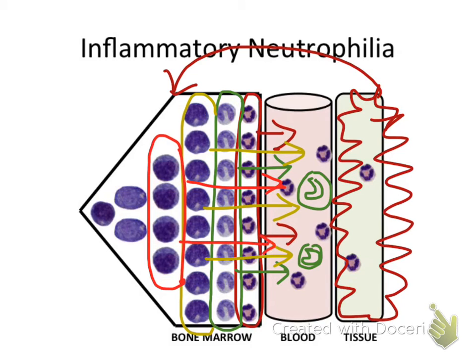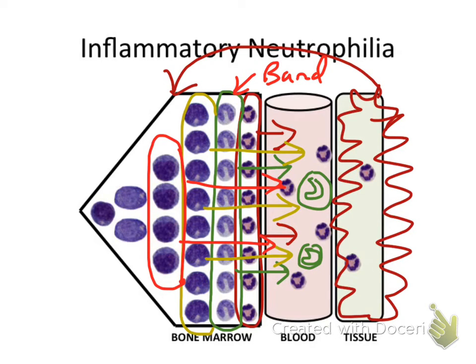At least for this course, I want you to be able to recognize bands, and I want you to recognize the terms metamyelocyte and myelocyte, but not necessarily be able to recognize those cells on a blood smear. So that's what occurs with acute inflammation.